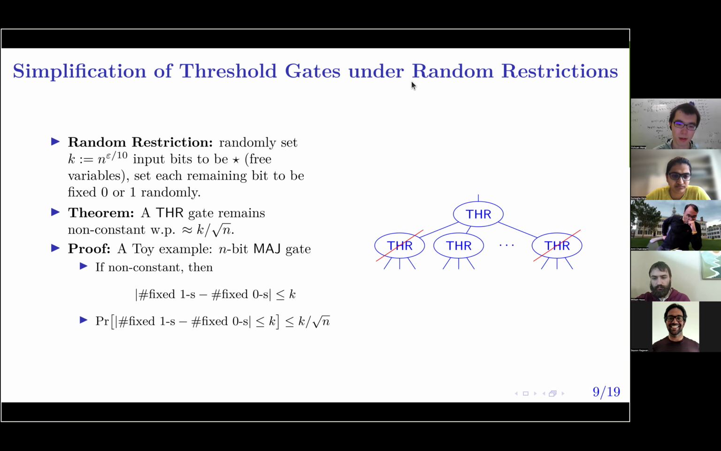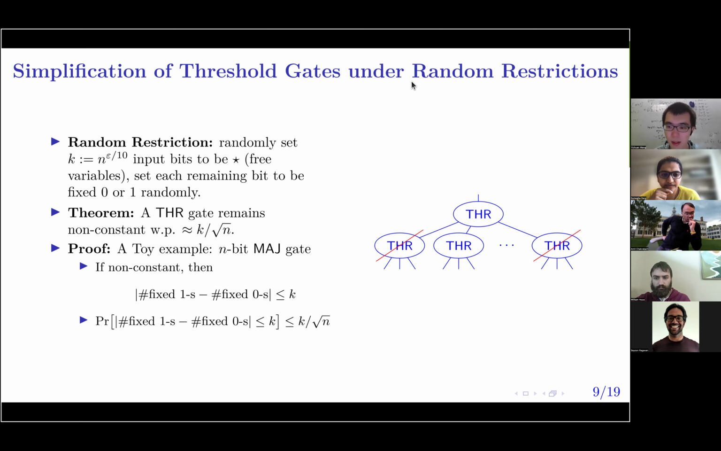But we can actually show that the probability that the number of fixed ones and fixed zeros differ by at most k is not so large. Because for any fixed number of fixed ones, its probability is at most 1 over square root n, by some standard binomial coefficient estimation. Then for all k possible values of the number of fixed ones and fixed zeros, the total probability is not more than k over square root n.